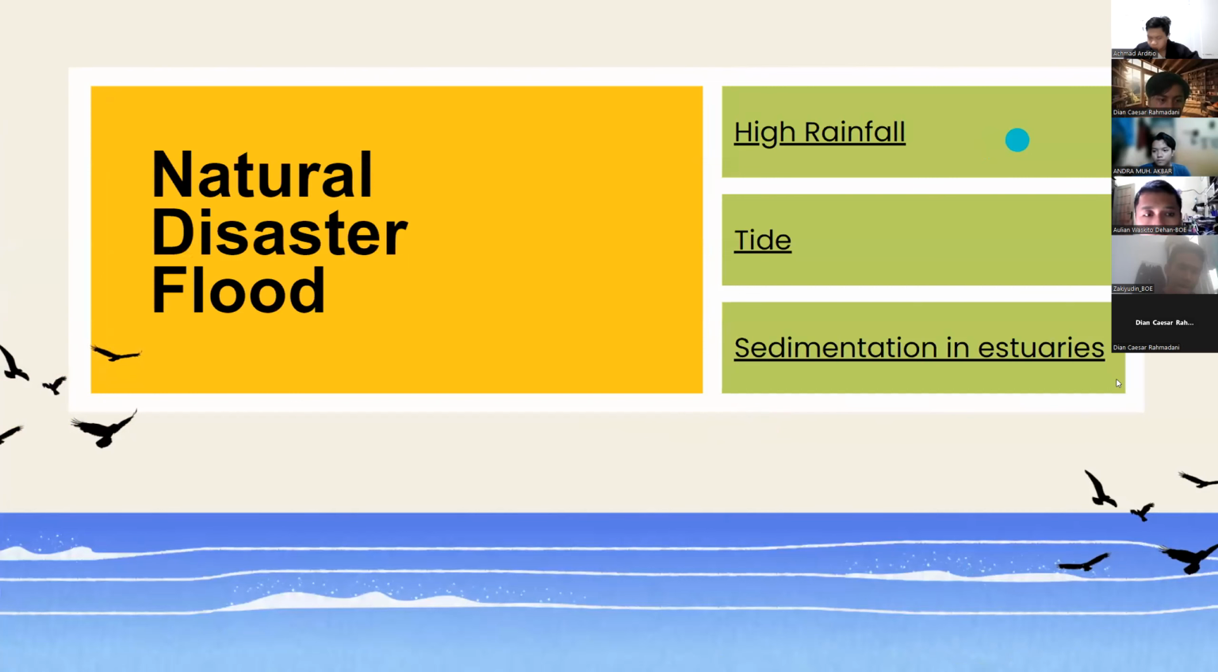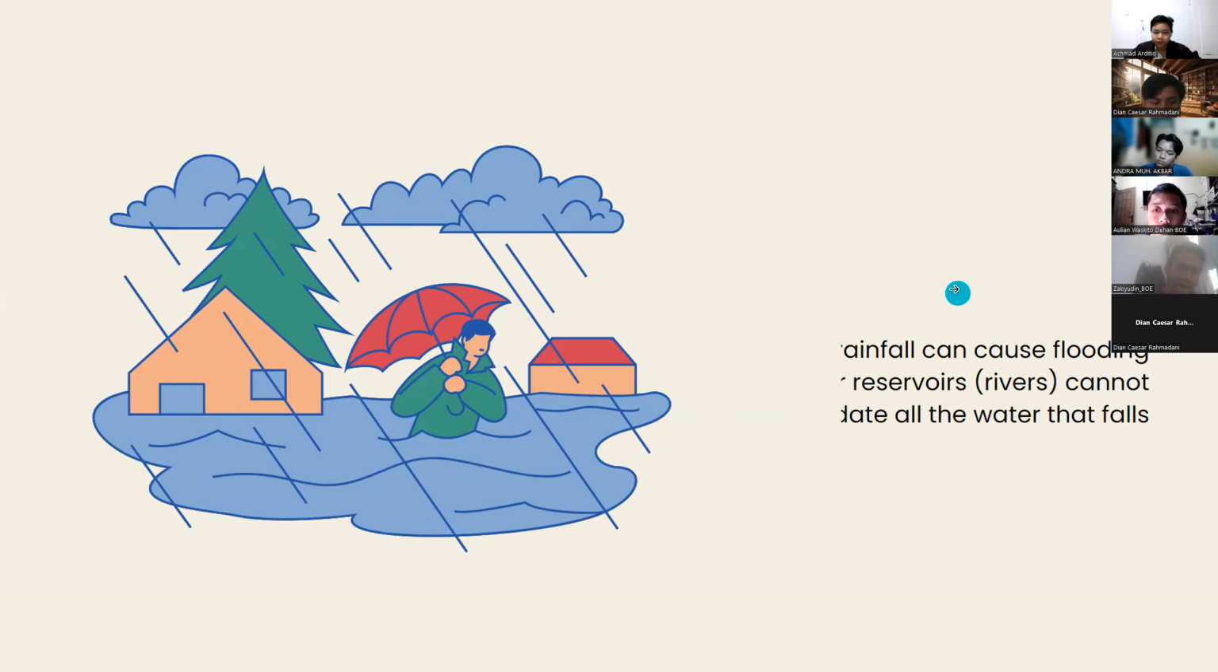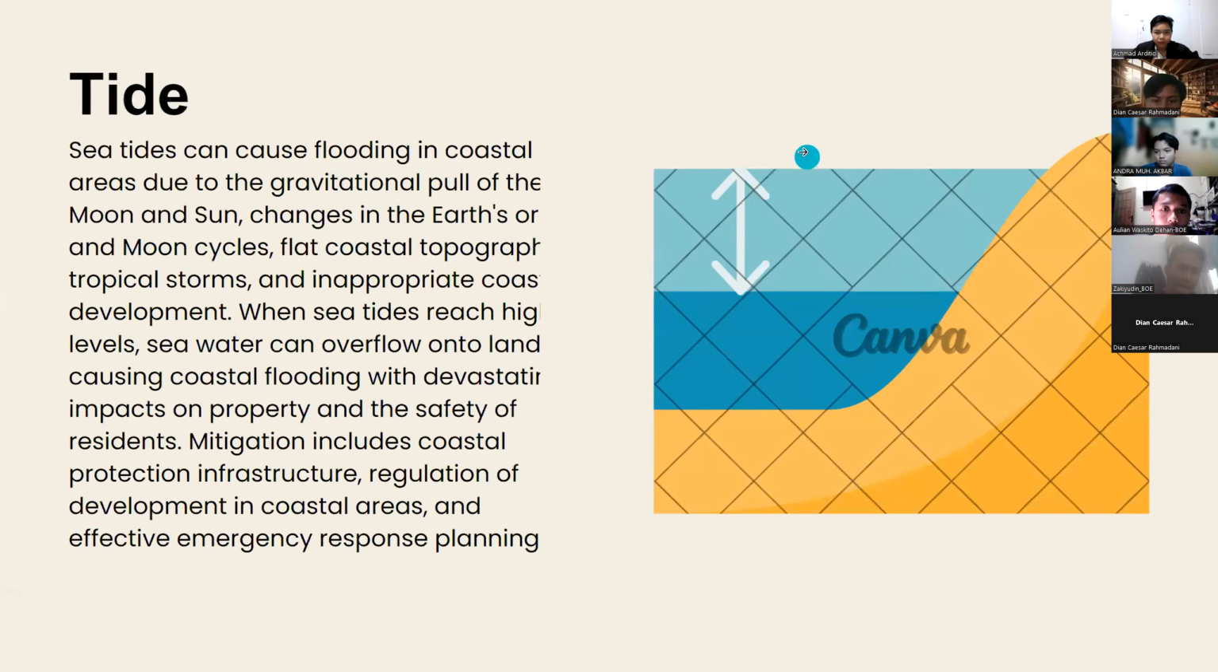Okay, so this is a natural disaster flood. And then number one is high rainfall. High rainfall can cause flooding because water reservoirs cannot accommodate all the water that falls. And then second is tide.